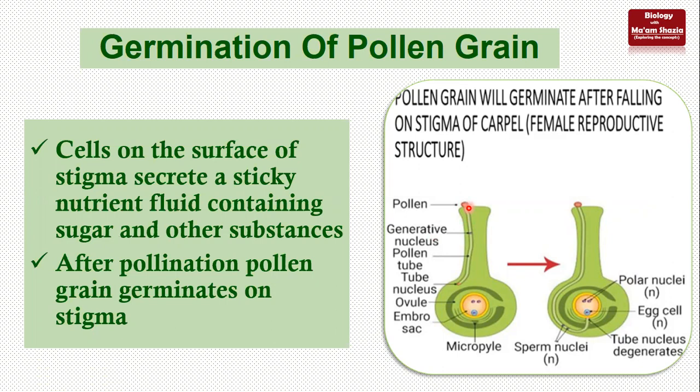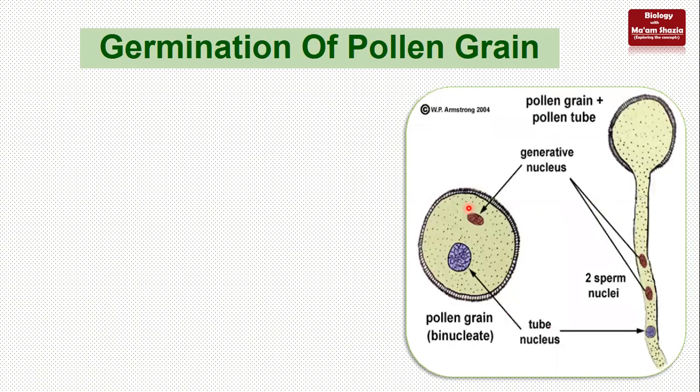So on entering, what else will happen? Obviously, this is the pollen grain with the two nuclei, and this is the generative nucleus. Once again, this will go for another mitosis. After mitosis, it will form two sperm nuclei and the tube nucleus. This is responsible for the development of the pollen tube, right?